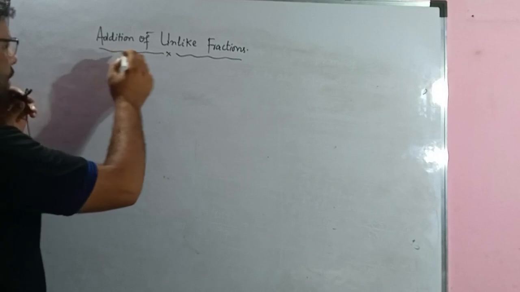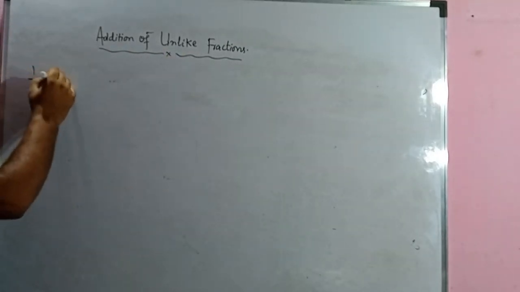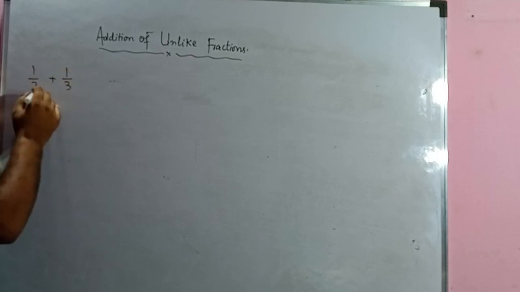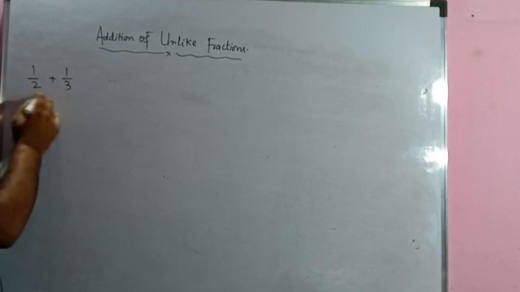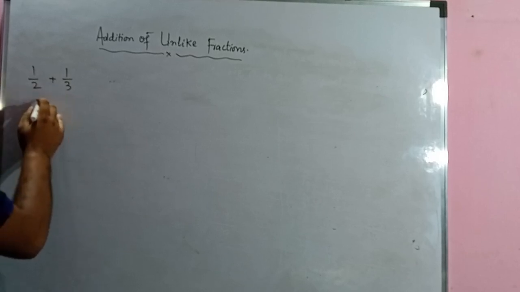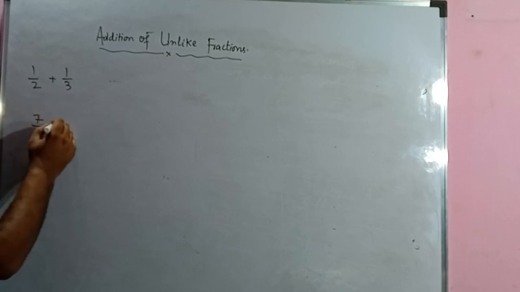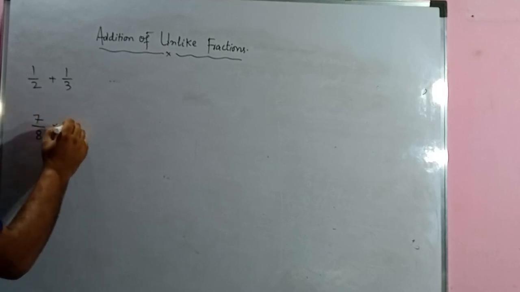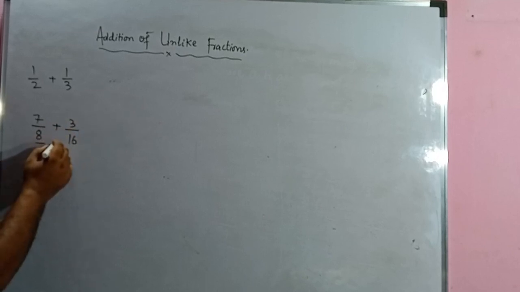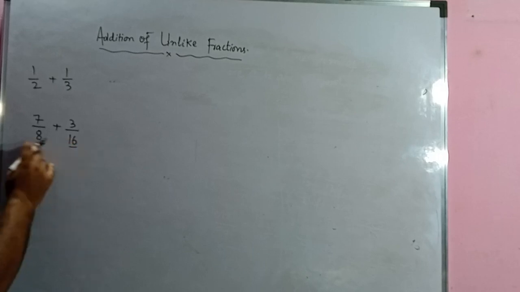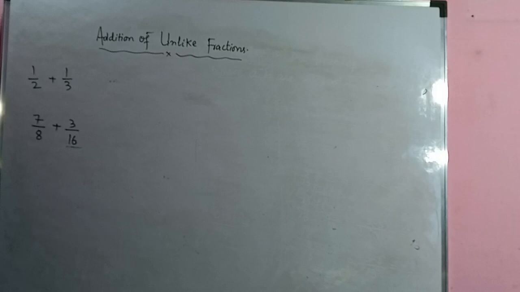Now we will do the addition of unlike fractions. I will give you the example here, 1 by 2 plus 1 by 3. How to do the addition of the unlike terms? You can see here denominators are different, so they are unlike fractions. Now one more example I will give you, 7 by 8 plus 3 by 16. You can see different denominators are there. Here it is 8, here it is 16. So these are unlike fractions. How to carry out the addition?